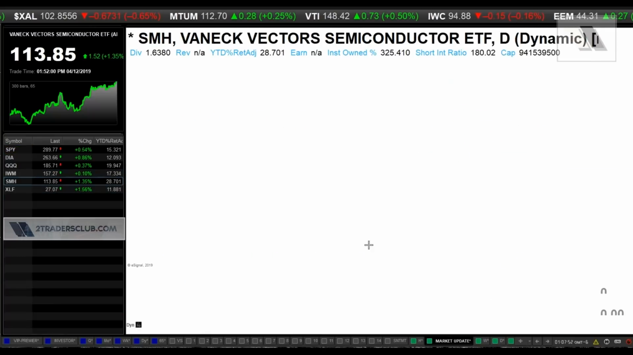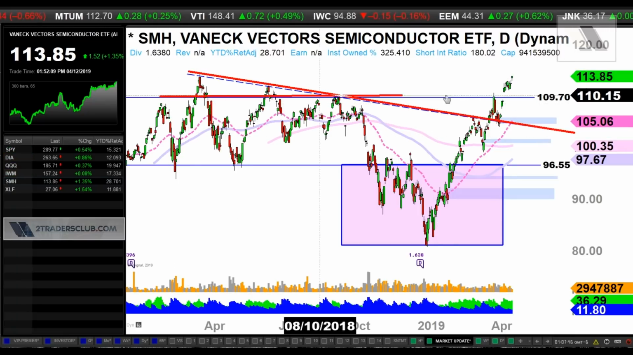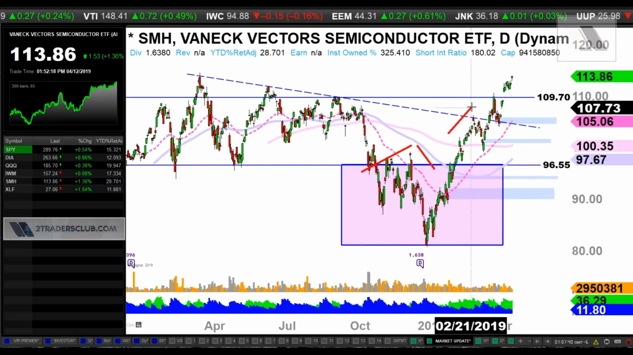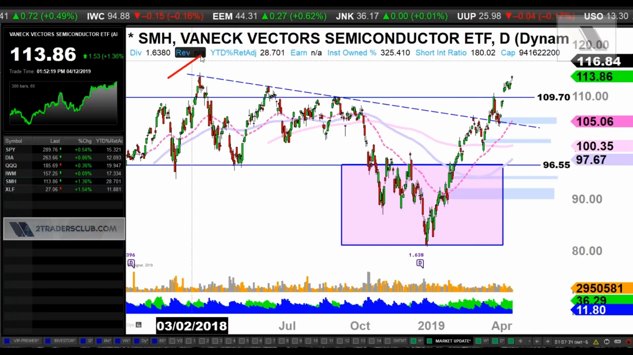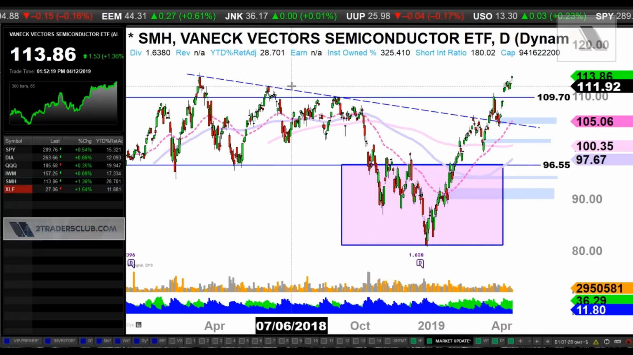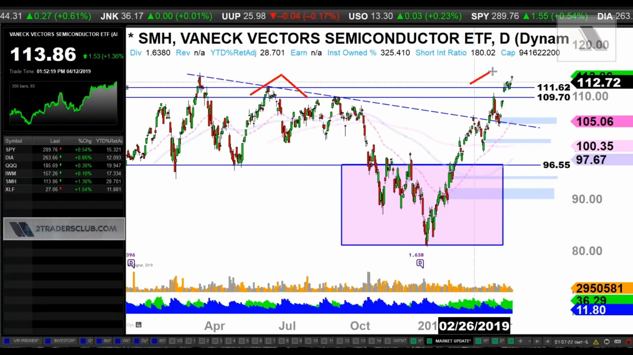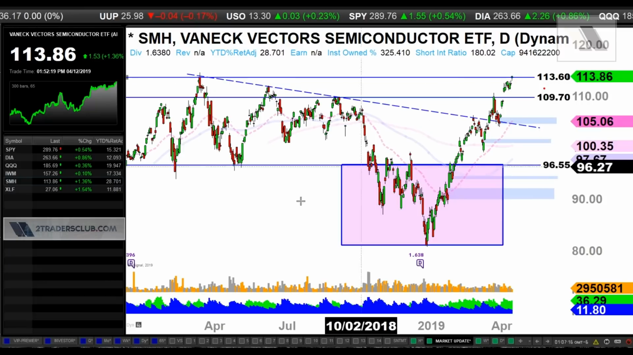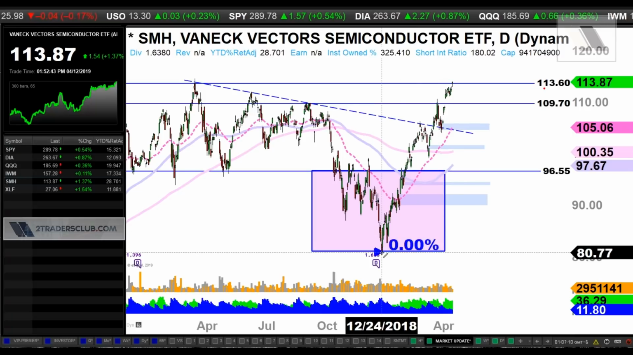Let's go to semis. Semis cleared that, and then we cleared this. Now you see, this is what I mean. This was a lower high right here. We cleared that with the higher high. Now you see how it is making lots of progress where these are lower highs, right? And now this has been reclaimed. We got a higher high now. Not only that, we also reclaimed this too. So we got one last thing, which is that we are just at the all-time high. Look at that.